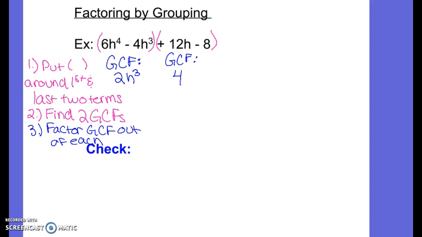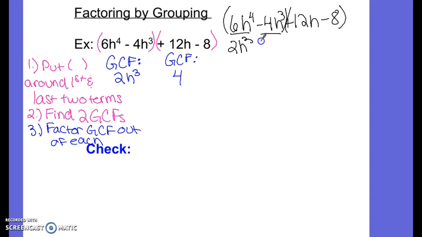So let's go ahead. I'm going to rewrite it so we can do it in one nice organized chart. So we have 6h to the fourth minus 4h cubed plus 12h minus 8. We put parentheses around. We found our GCF. Our GCF of our first one was 2h cubed. So my answer would be 2h cubed, GCF, times what we get left over.